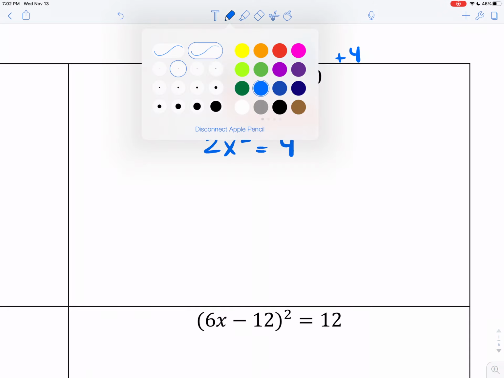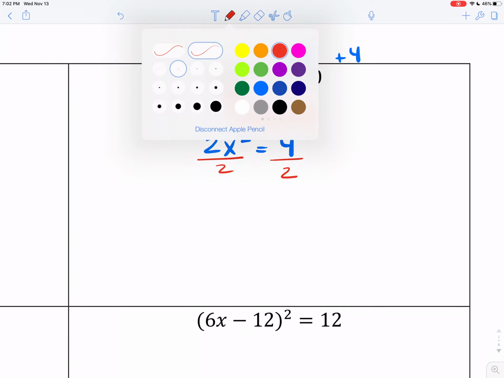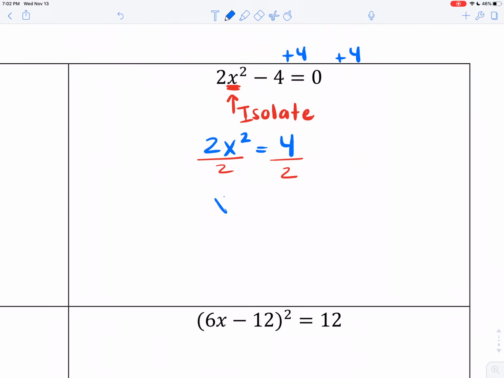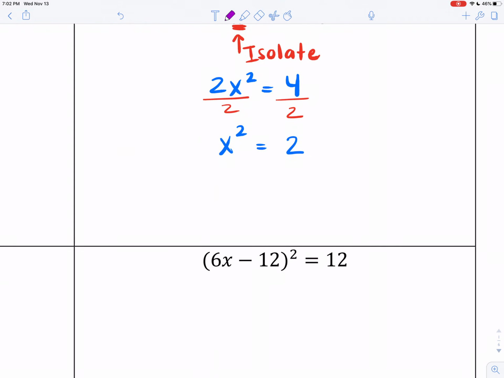Then to get the x squared by itself, I would divide both sides by 2. And that would tell me that x squared is equal to 2. At this point, I'm ready to use the square root property because all I have on one side is x squared. So when I take the square root of both sides, I'm going to take the square root of x squared. I'm going to take the square root of 2.